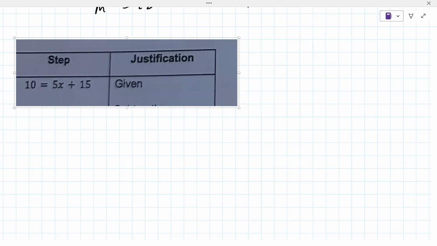Forgot a negative. Should be... so -1. What should it be? -1. X equals -1. Yeah, and that is the mistake there.